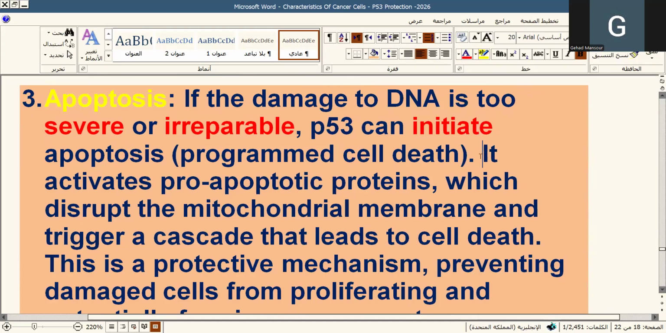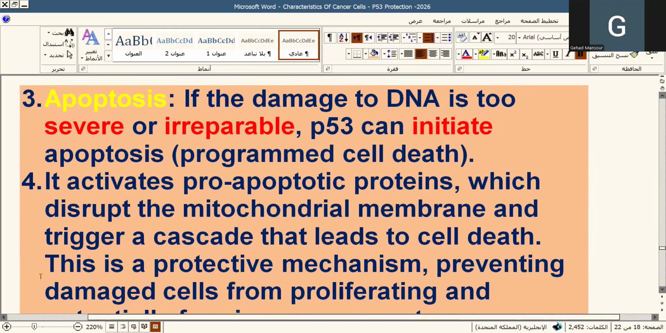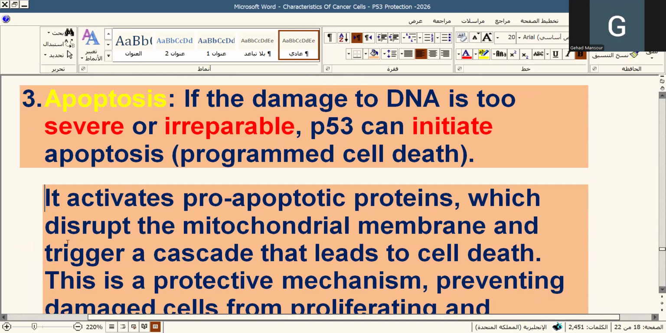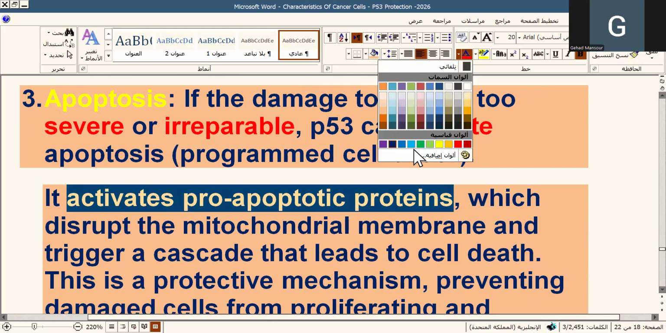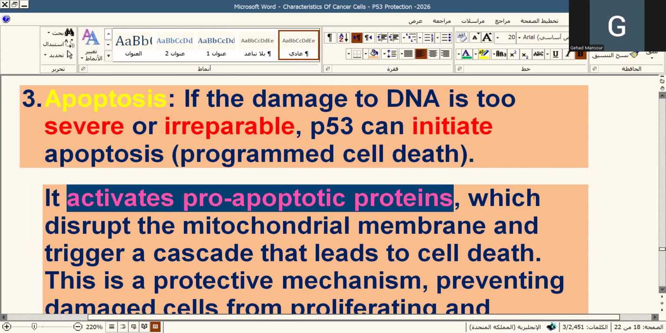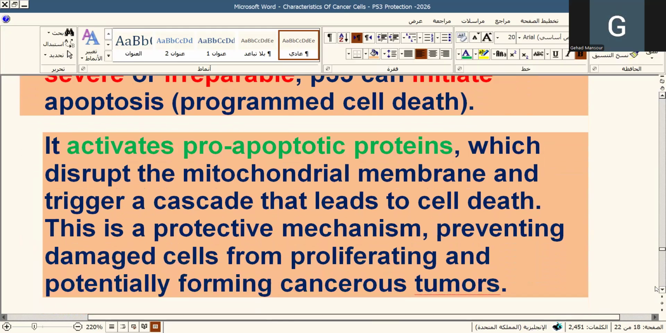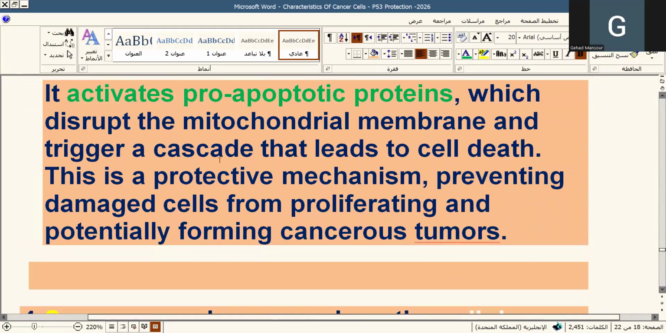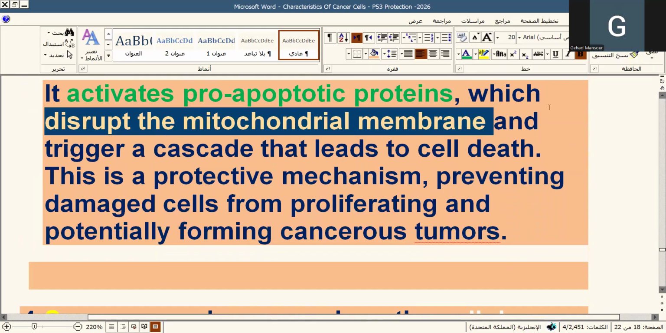And the importance of this paragraph is that it shows us how this initiation is done. This initiation is done by the fact that P53 will activate certain proteins that are known as the pro-apoptotic proteins. What do the pro-apoptotic proteins do when they are activated? They cause disruption of the mitochondrial membrane.